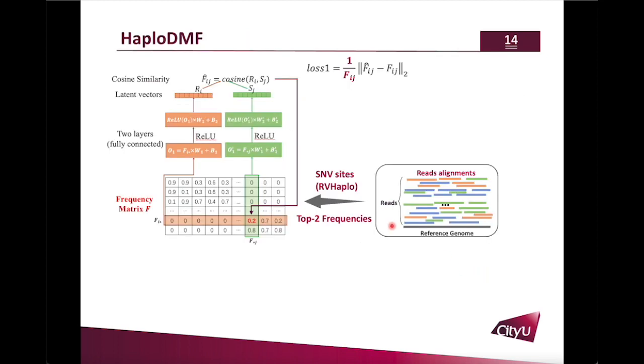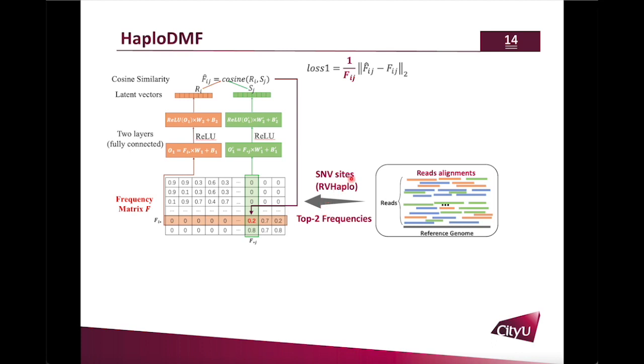Based on this, we will first generate a base frequency metric from the read alignment. Here, we only keep the ISMB size because ISMBs are the fingerprints of haplotypes. And in this frequency metric, we only keep the top two frequencies at each site because the low frequencies are usually caused by sequencing errors.